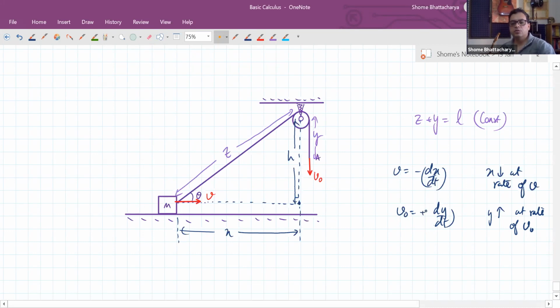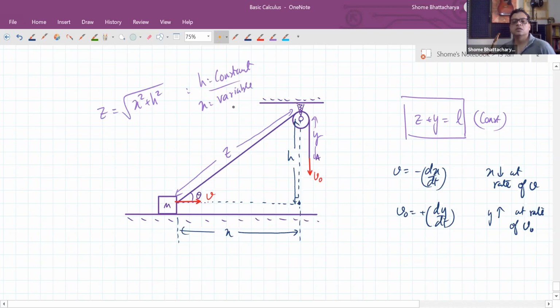So next thing we want to do is to find the relation between v and v naught. We will have to find the relationship between z, x and y using this relation. Now further here you can see that z is equal to square root of x square plus h square, where h is a constant. This height of the pulley from the ground, that's not changing. x is varying, it's a variable such that we have seen dx by dt is this.